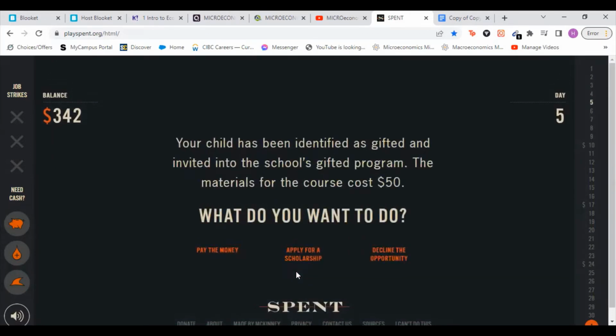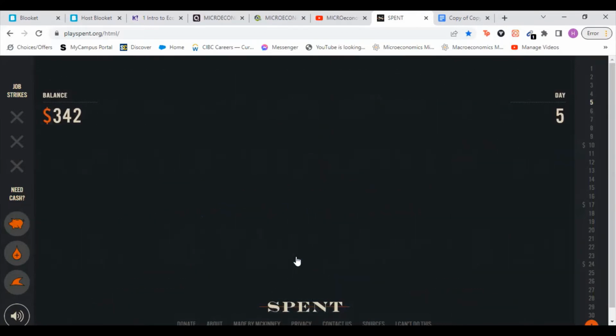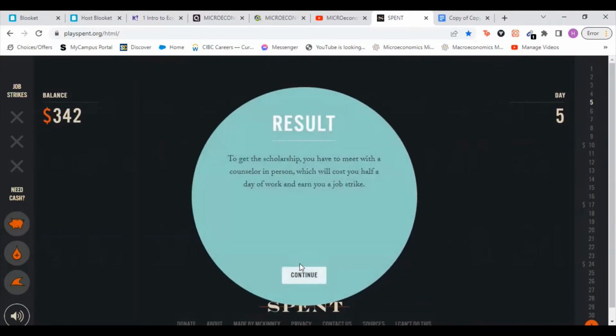Your child has been identified as gifted and invited into the school's gifted program. The materials for the course cost $50. What do you want to do? Apply for a scholarship. To meet with a counselor in person costs you a half day of work and earns you a job strike.